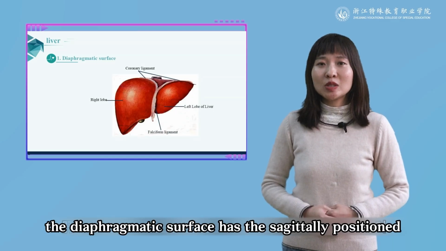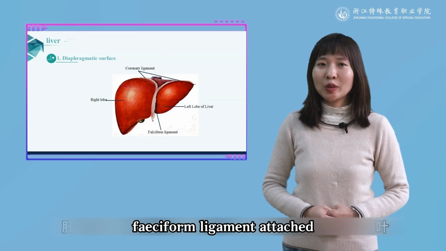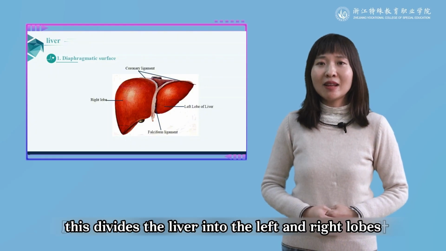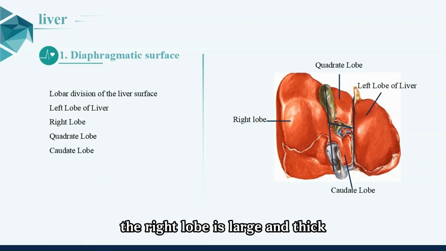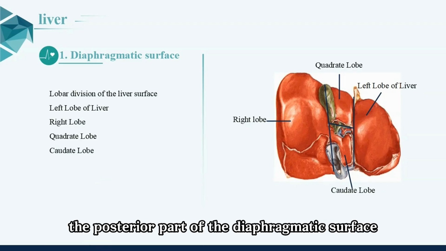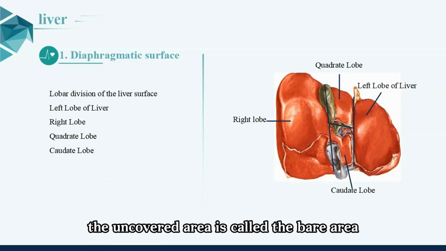The diaphragmatic surface has the sagittally positioned falciform ligament attached. This divides the liver into the left and right lobes. The left lobe is small and thin. The right lobe is large and thick. The posterior part of the diaphragmatic surface lacks peritoneum. The uncovered area is called the bare area.